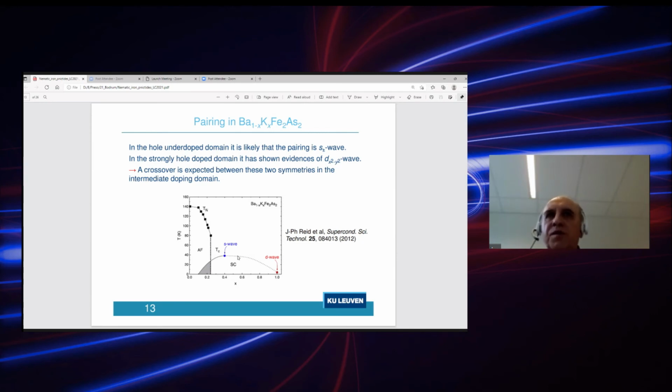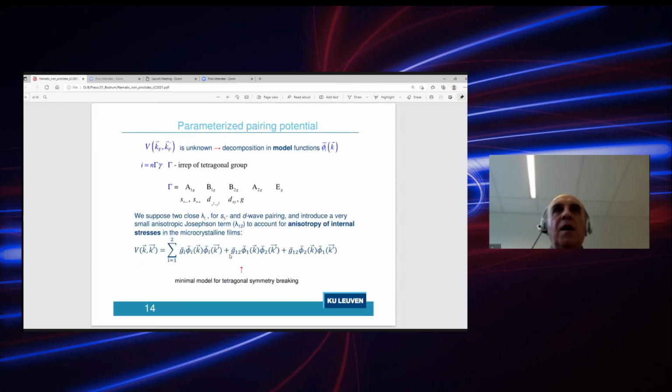The free energies will be close to each other. And at this closeness, this quasi-degeneracy, is a key point of the explanation of the observed nematic superconducting state. So, in terms of irreducible representations of the tetragonal group, one of the dominant components is either S or D, depending on how close you are to one limit or another. They should be included because they are close.